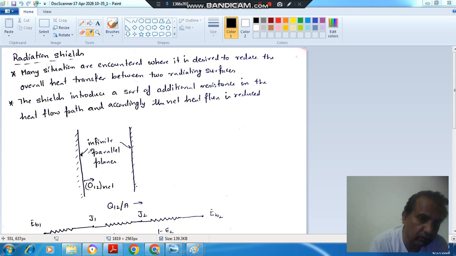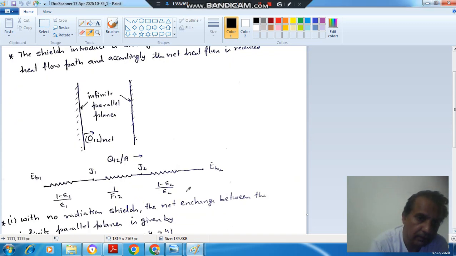First of all, we will calculate the heat transfer between these plates, that is called Q12. Here these are the two planes, and the surface resistance of this plane is (1 minus epsilon 1) by epsilon 1. Epsilon 1 is the emissivity of this surface. Space resistance is 1 by F12, and surface resistance of this plane is (1 minus epsilon 2) by epsilon 2, and A is the area of the plane, which is the same because they are infinite parallel planes and having the same area.